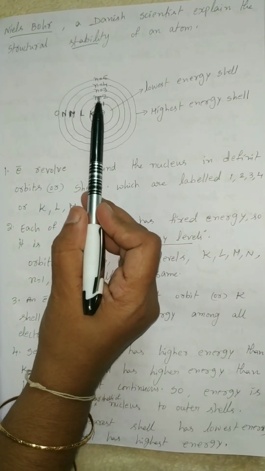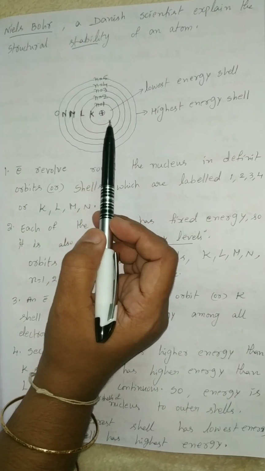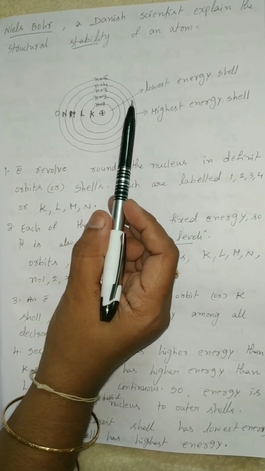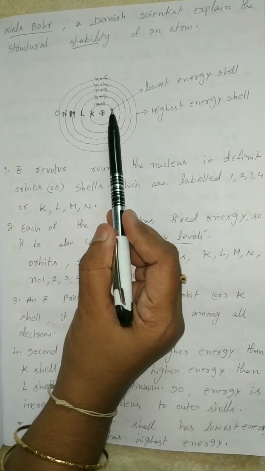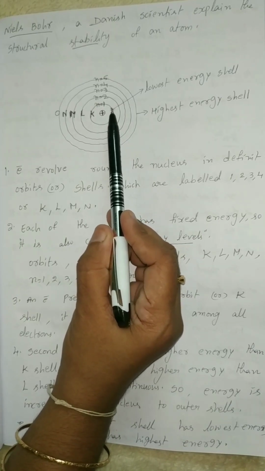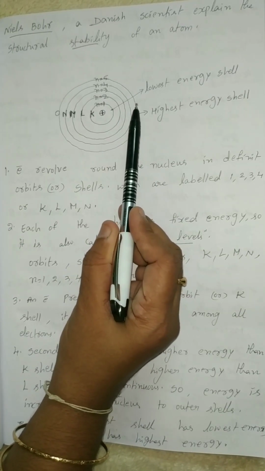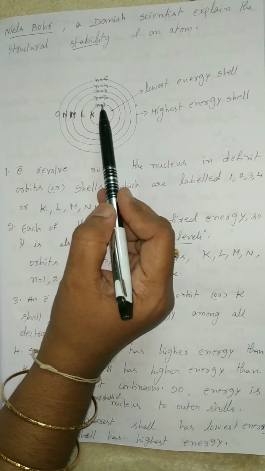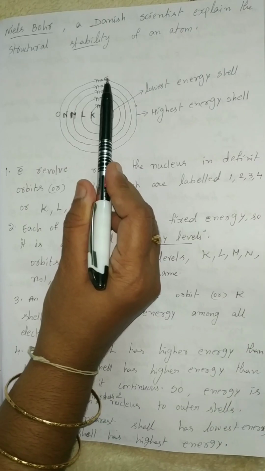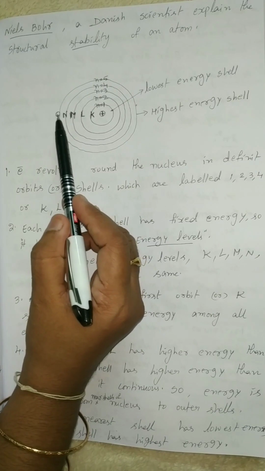Around these are orbits. In the orbits the electrons revolve around the nucleus. These are the orbits or shells or energy levels, energy shells. The closest shell to the nucleus is the lowest energy shell and the farthest shell is the highest energy shell. These are N1, N2, N3, N4, N5. These are denoted with the letters K, L, M, N, O.